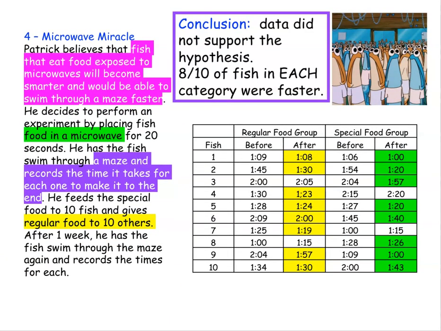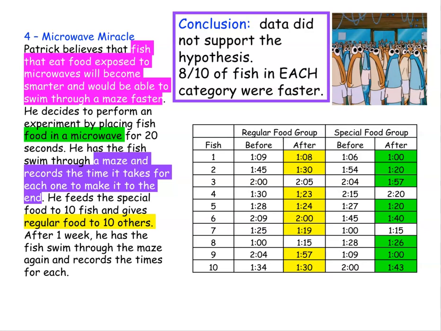So if we look at the data, we have our hypothesis, we know what our independent variable is, the special fish food. We know what we're wanting to measure, which is whether the fish swim faster in the maze. That's going to be our dependent variable. And now we need to look at our data and see what our conclusions are going to be. And so if we look at the data in the chart, we'll notice that it was about equal, that the regular fish compared to the special food group swam about the same.